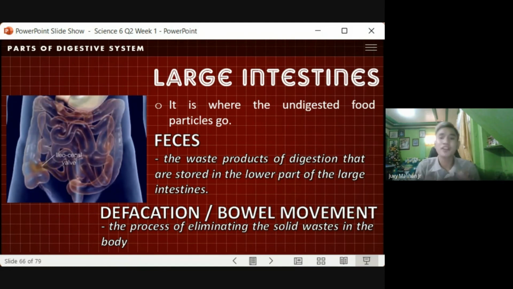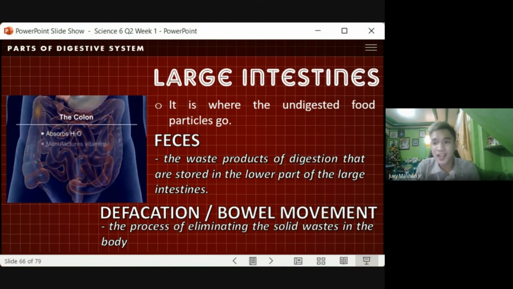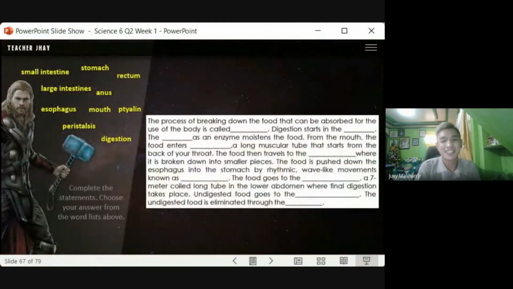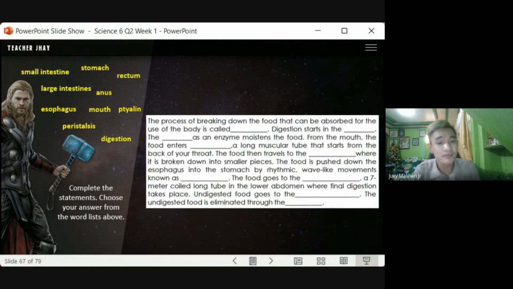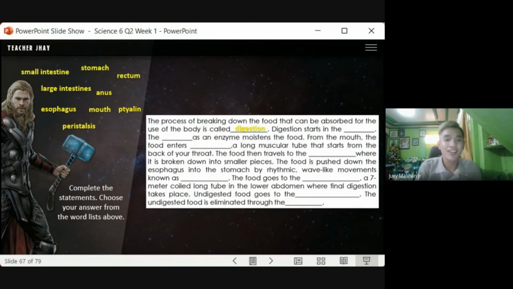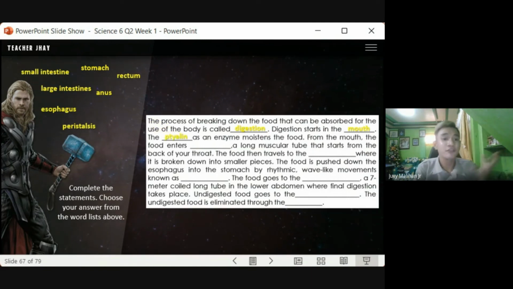Okay, so to see whether you really understood the digestive system, you need to choose from the list of words above to complete the statements. The process of breaking down the food so that it can be absorbed for the use of the body is called digestion. Digestion starts in the mouth. The saliva, as an enzyme, moistens the food. That is the ptyalin. Now from the mouth, the food enters the esophagus.